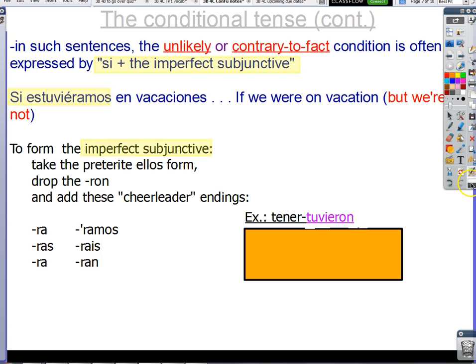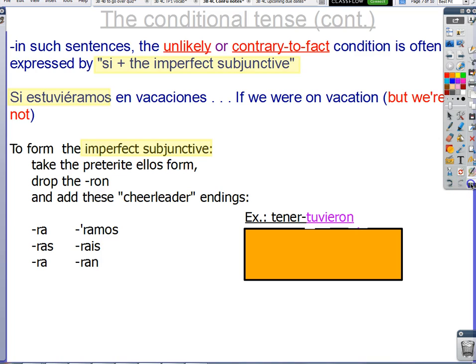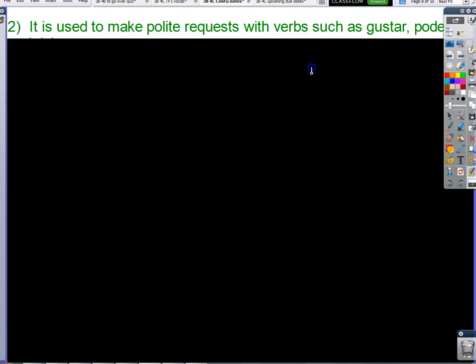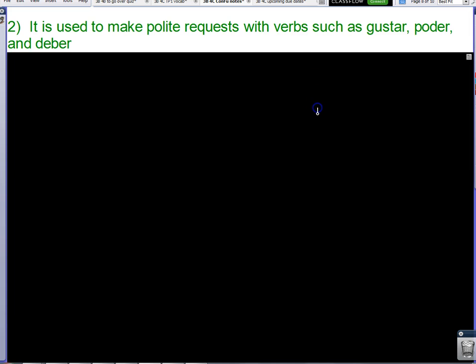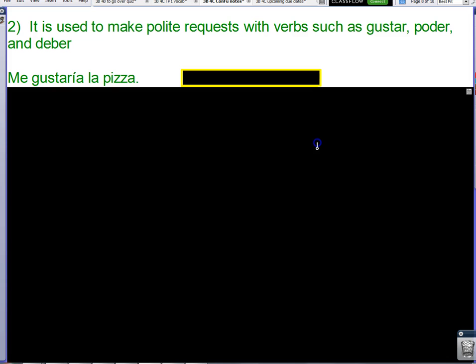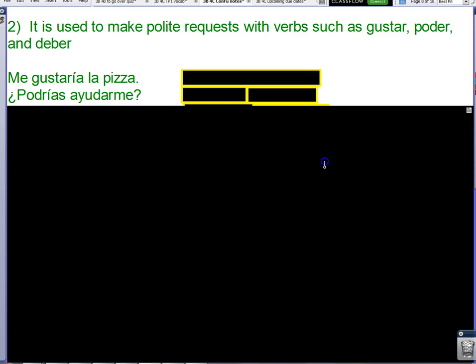What else is the conditional used to say? Reason number 2, it's used to make polite requests with verbs such as gustar, poder, and deber. Again, it's used to say what someone would do. So go ahead and translate that sentence. It's a nice way of saying that.